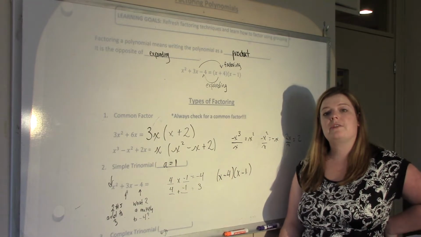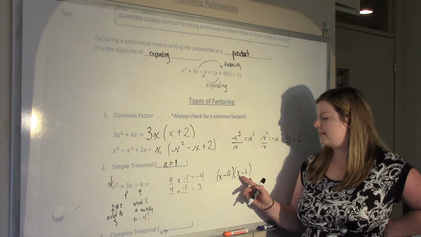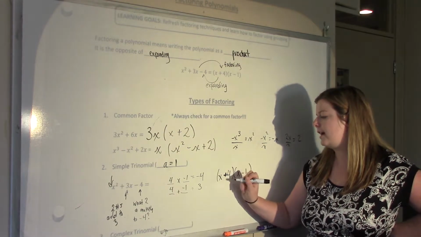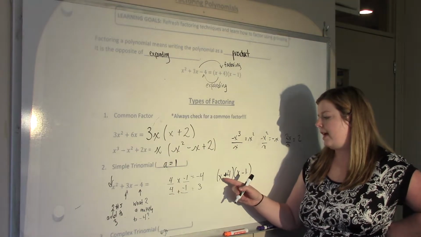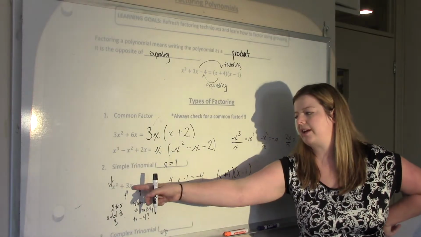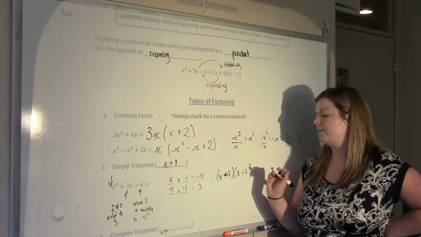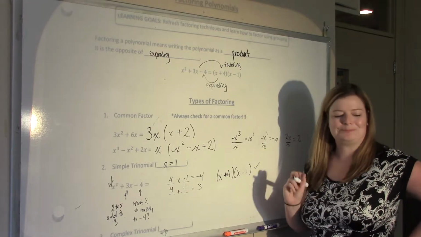So notice that a quick FOIL can catch your mistake, okay? So x times x is x squared. Then -x plus 4x gives you the 3x. And then 4 times -1 is -4. Phew, I fixed my mistake. I got it right.